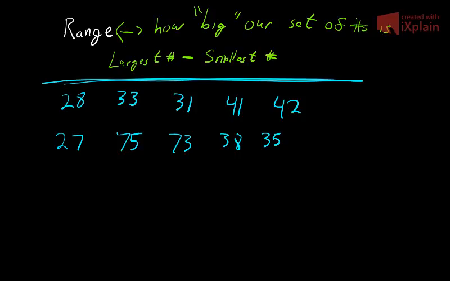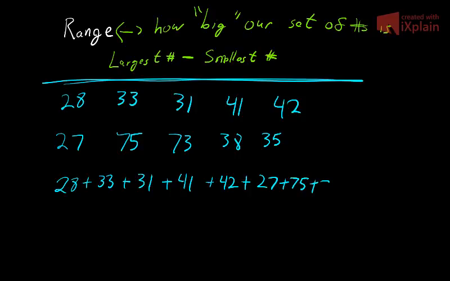So looking at the mean, I'm going to add all of these numbers up. So 28 plus 33 plus 31 plus 41 plus 42 plus 27 plus 75 plus 73 plus 38 plus 35. That is a whole lot of adding right there. For these problems, I'll let you use the magic box. Go ahead and use your calculator. That's okay. And after that, we are going to divide it by how many numbers we have. We have 1, 2, 3, 4, 5, 6, 7, 8, 9, 10 numbers.